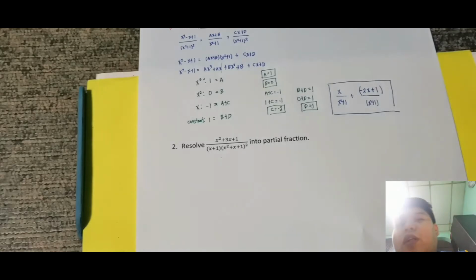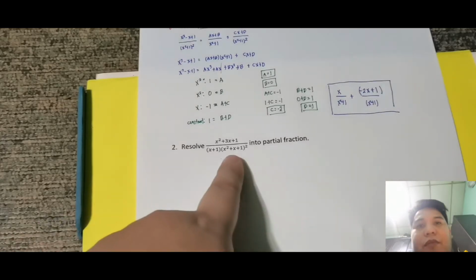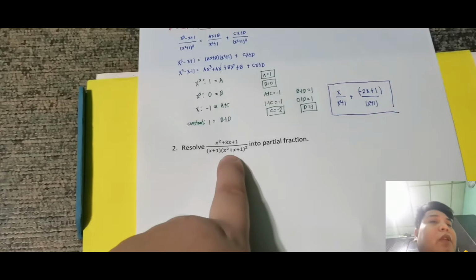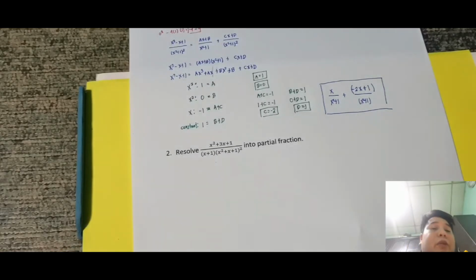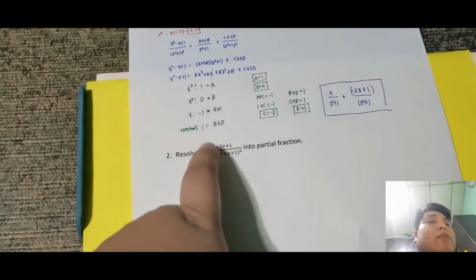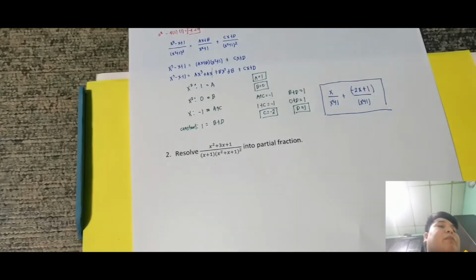Next is number 2. Resolve x squared plus 3x plus 1 all over x plus 1 times x squared plus x plus 1 raised to 2 into a partial fraction. So again, it has a quadratic, raised to 2. So, it is a repeated quadratic. Obviously, we know this is not factorable since we already solved it in the previous video. Another thing, x squared raised to 2 is x to the 4 times x is x to the 5th. So, x squared over x to the 5th. The degree of the denominator is greater than the degree of the numerator. So, case number 4 is possible here.